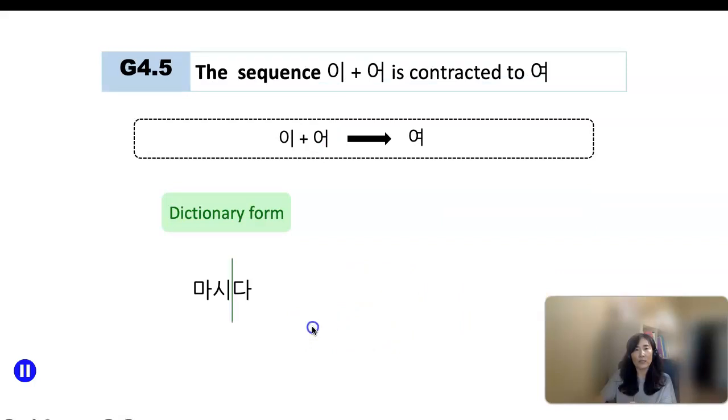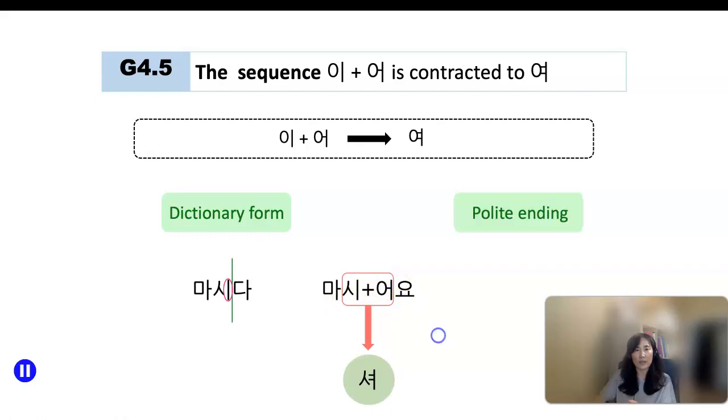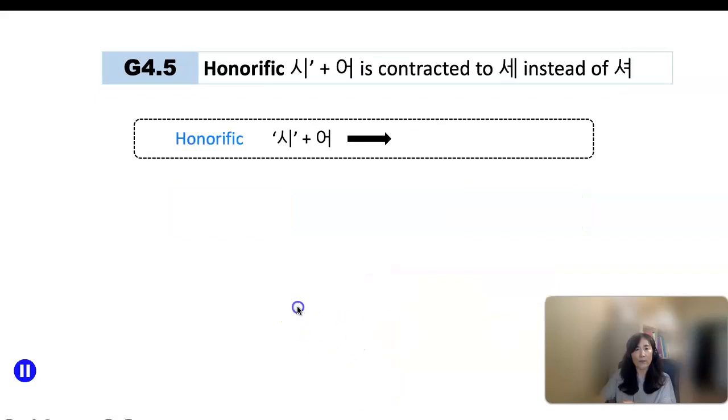And whenever you see a stem ending with the 이 sound, it attaches to 어, and these two are combined and it becomes a 여 sound. So for 마시다, notice that it ends with the 이 sound at the end of the stem, and then it combines with the 어 and becomes one syllable, 셔. So the way you conjugate to drink, 마시다, is 마셔요. Coffee, 마셔요. I drink coffee, 마셔요.